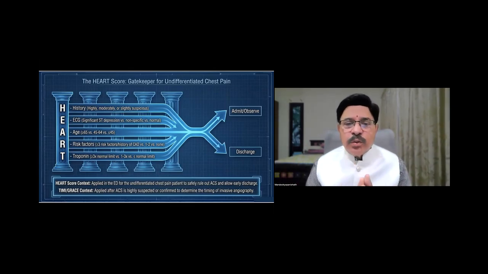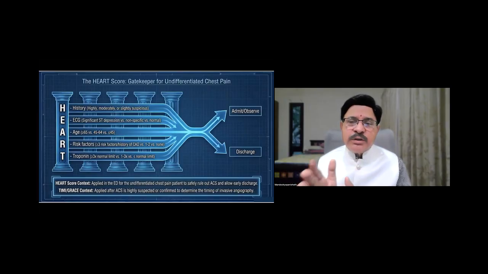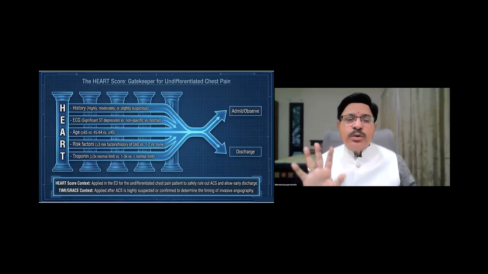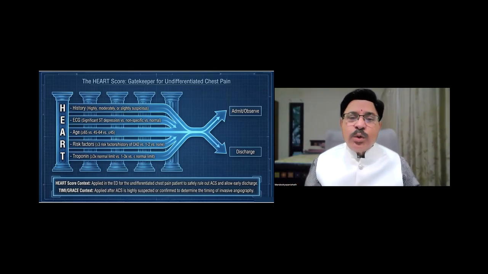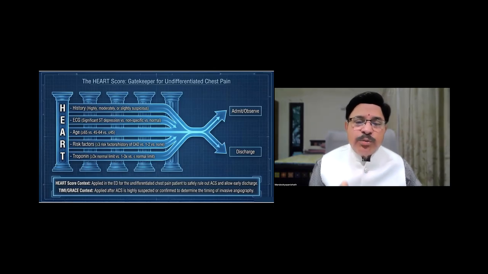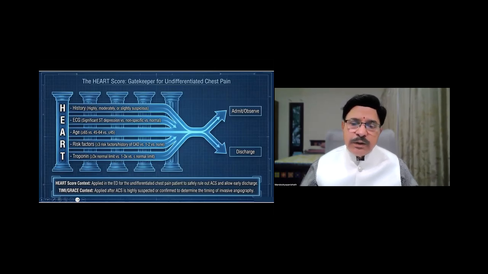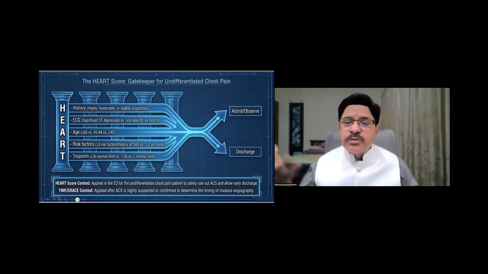Now, if the score is 0, 1, 2, or 3, discharge. Anybody between 4, 5, 6, admit and observe. 7, 8, 9, 10, take the cath. This is the triage using the HEART score. You should never forget to use the HEART score the moment you see a patient in the ED with undifferentiated chest pain. Anything less than 3, he is fit for discharge, non-cardiac pain. You can evaluate the cause of the pain separately.